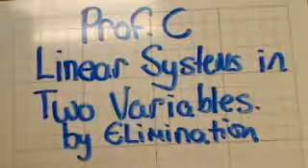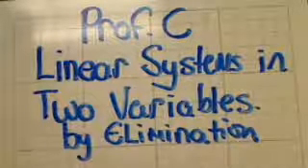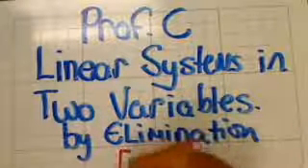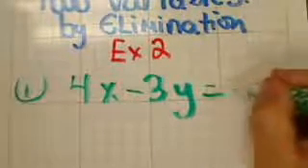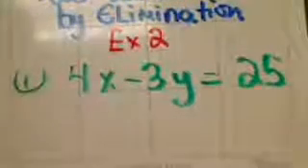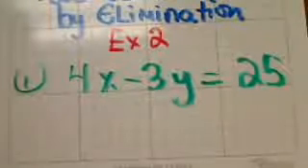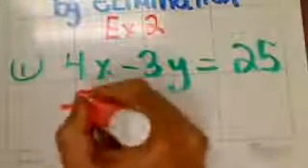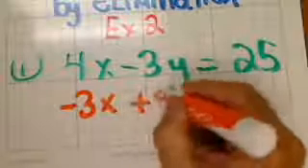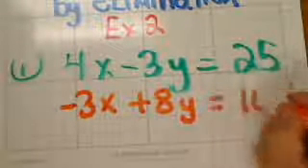We're doing linear systems in two variables, this time by the method of elimination, and we're on example number 2. In example number 2, we're going to have two equations. We're going to start with equation number 1, which is 4x minus 3y equals 25. Equation number 2, we're going to have minus 3x plus 8y equals 10.